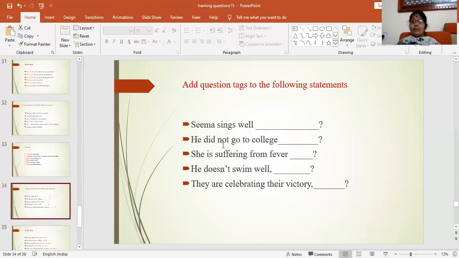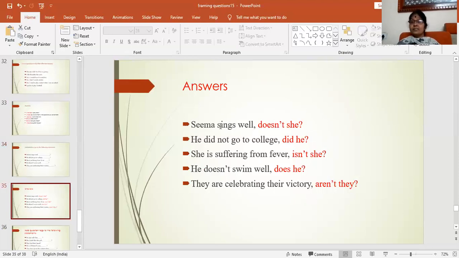Seema sings well. He did not go to college. He is suffering from fever. He doesn't swim well. They are celebrating their victory. Now let us look at the answers. Seema sings well, because there is no helping verb, we have to use doesn't she. He did not go to college, past tense, did he? He is suffering from fever, isn't he? He doesn't swim well, does he? They are celebrating their victory, aren't they?